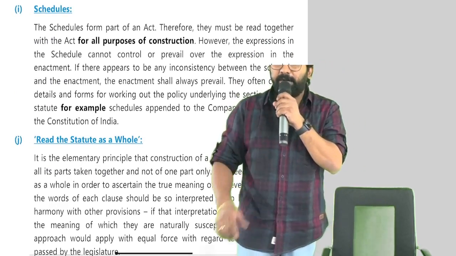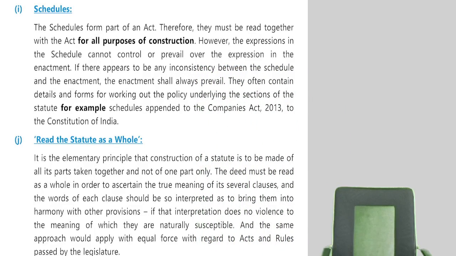How many points have we completed? 6 points we completed. 7. What is the 7th one? Schedules. Write down, schedules. Okay, listen. Sir, do you know the P&L account and balance sheet format? What schedule? That we are going to discuss now. Schedule 3 to which act? Income Tax Act.